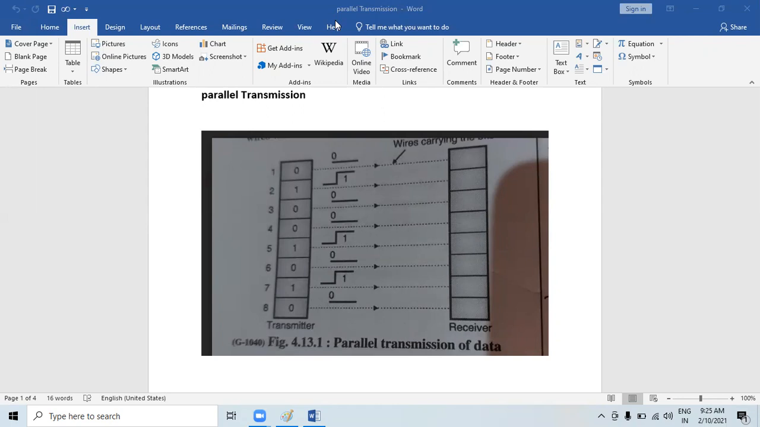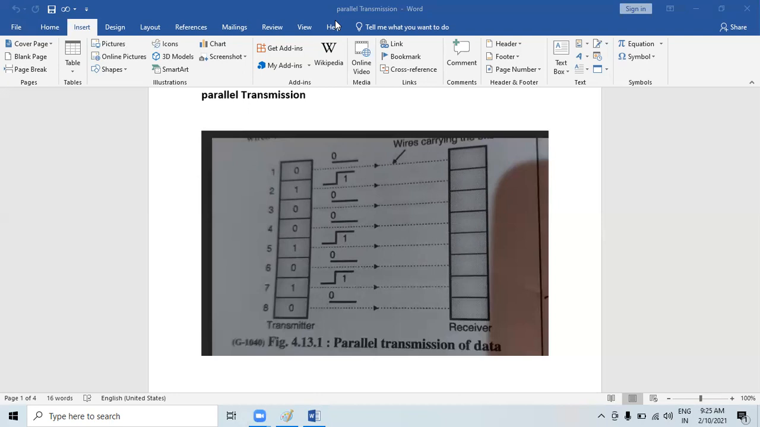Okay, in parallel transmission of data, all the bits of bytes are transmitted simultaneously on separate wires. So here in this figure, you can see that this type of transmission requires multiple wires for interconnecting the two devices. Parallel transmission is possible practically only if the two devices are close to each other, due to the length and the number of wires required.